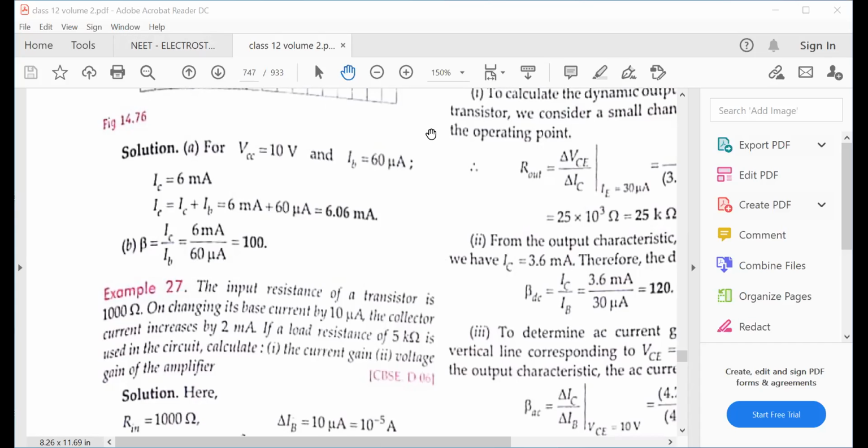Got the answer, ma'am? So current gain is 0.2 × 10³. Current gain 200. What is gain? 10,000. Just 1,000. Others? Got the answer, ma'am? Beta is 200. Voltage, yes? Yes, sir. Okay, good. So let's see one more.